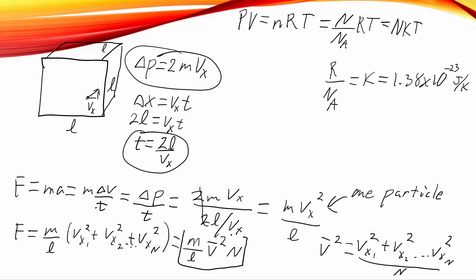We're going to take this over to the next page because we're running out of room here. So if we start with this expression that F equals, let me make sure I get this right, m over L times the number of particles times vx squared averaged. Okay, so we'll start here.